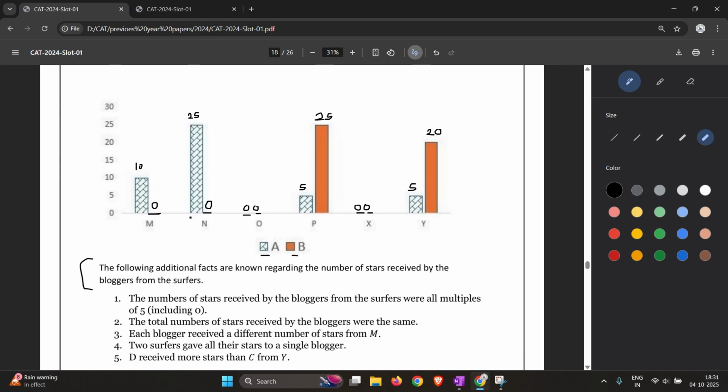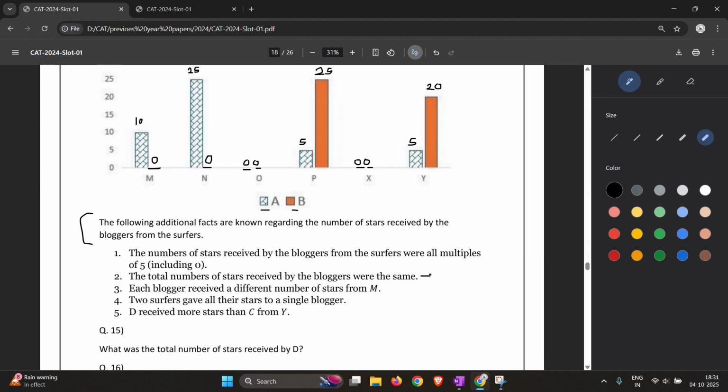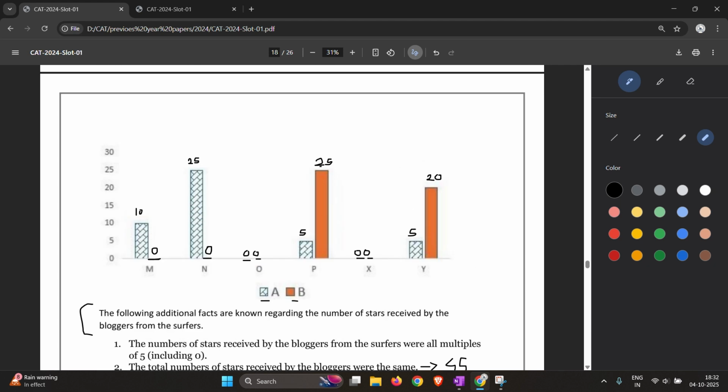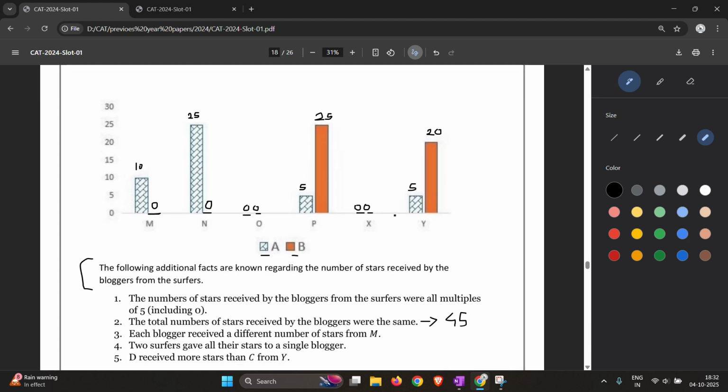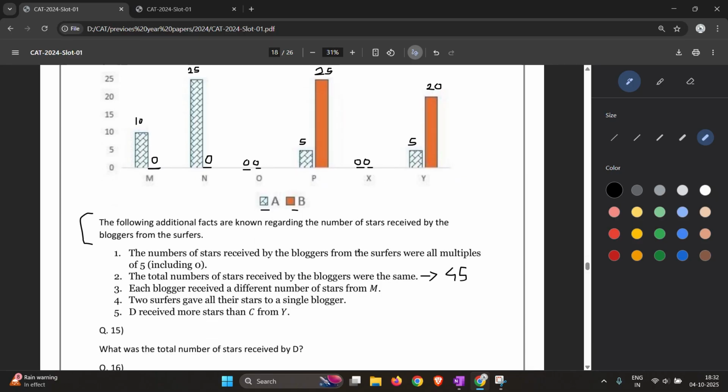And since we know the distribution of stars received by blogger A and B, we can calculate what that total number is. So let's just calculate it for A. So it is 10 plus 25, 35, 40, 45. So 45 is the total number of stars that each of the bloggers received. You can just check that 25 plus 20 is also 45. So this holds true for A and B and would hold true for every other blogger.